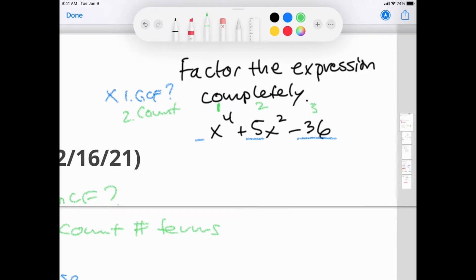So 3 terms is looking like we get to use the box. Now be careful. You have to check that half of the exponent of 4 is this number, 2. Is half of 4 2? Yes. This is good because then we can actually use the box method.